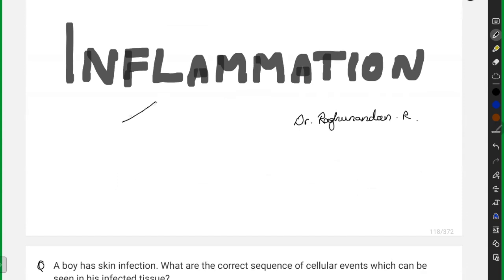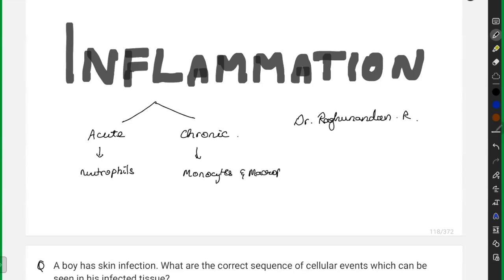Basically, inflammation can be divided into two: acute inflammation and chronic inflammation. Acute inflammation occurs in minutes to hours, whereas chronic inflammation takes days to months. In acute inflammation, neutrophils are increased, whereas in chronic inflammation, it is mononuclear cells, monocytes and macrophages, which increase. Along with that, you will also have lymphocytes.